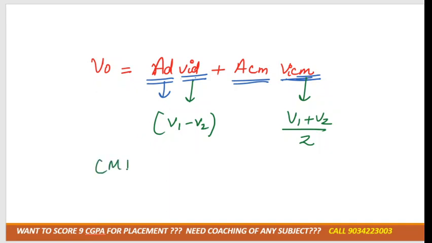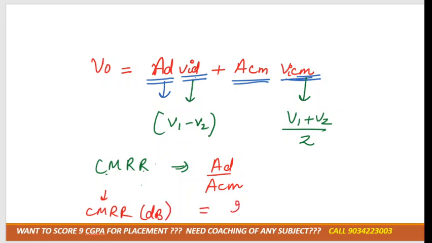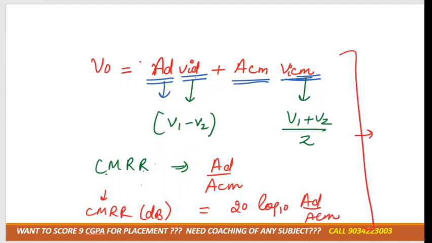One more thing, I told you about the CMRR, that is the common mode rejection ratio. Basically, it is the measure of the ability to reject the signal which is common to both, like how much noise it rejected. The signal which is common to both the terminals would be rejected. So its formula is AD by ACM, and if CMRR is mentioned in decibels, then in that case the formula will be 20 log base 10 of AD by ACM. So in Manipal, one of the questions will definitely come from these formulas, right?